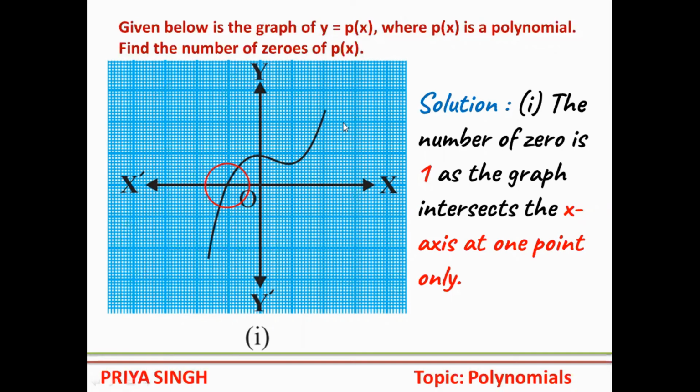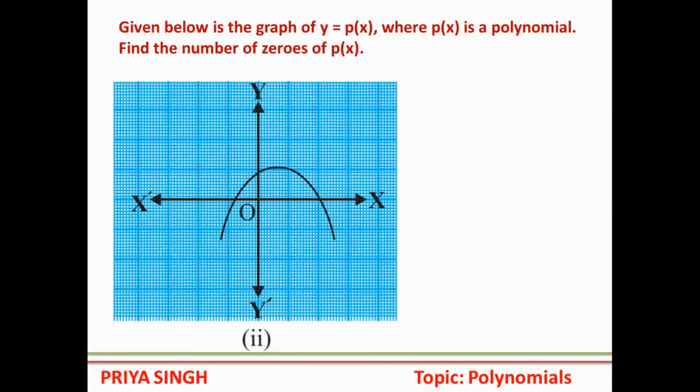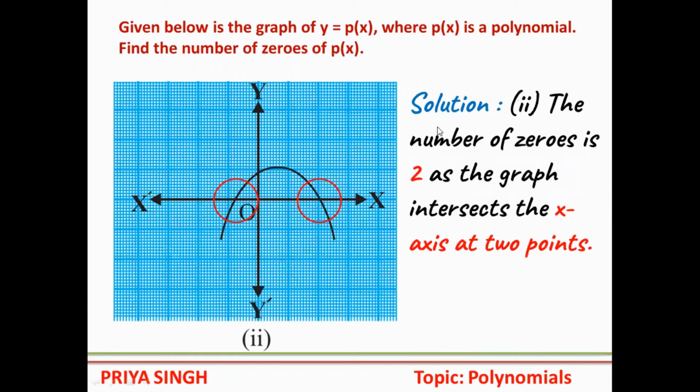Let us take another example. So the graph is given over here. The intersection points are 2. Here you can see there is one intersection point. Here is another intersection point. There are 2 intersection points present. Therefore, the number of zeros is 2, as the graph intersects the x-axis at 2 points.